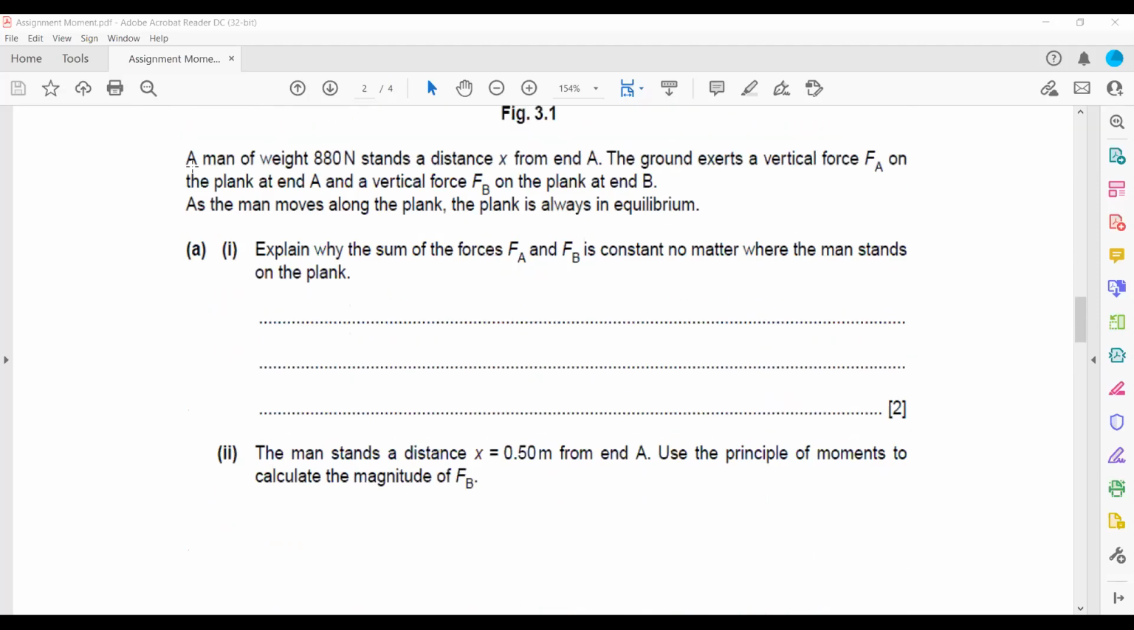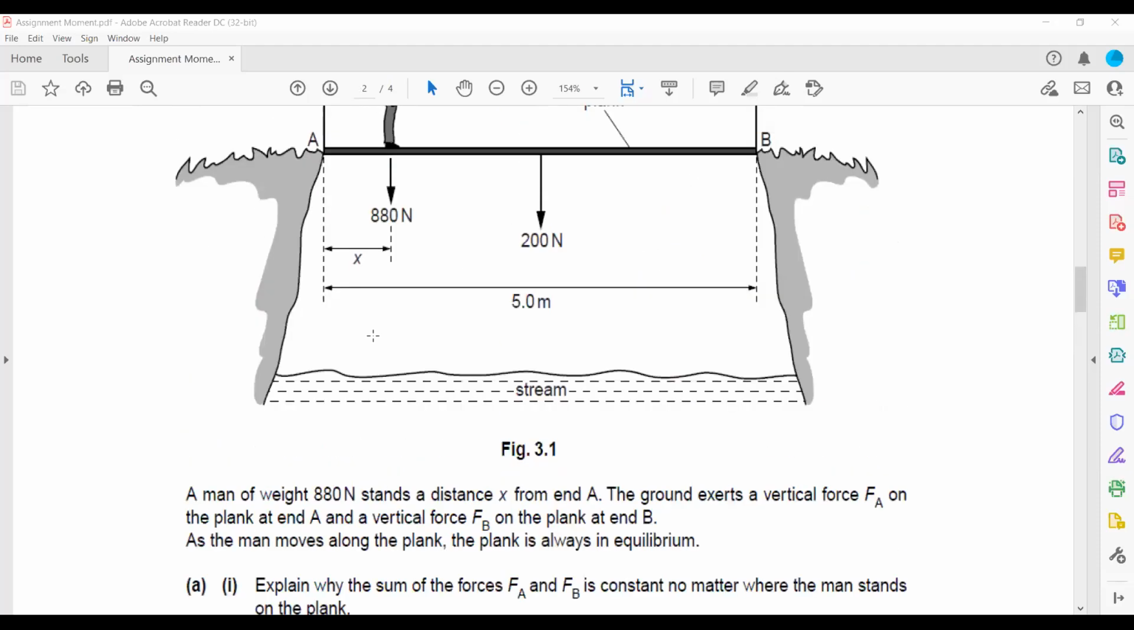So what they mention here, a man of weight 880 Newton stands at a distance x from A. The ground exerts a vertical force Fa on the plank at end A and Fb on the plank at B. As the man moves along, the plank is always in equilibrium. So it means it is always balanced. Explain why the sum of the forces Fa and Fb is constant no matter where the man stands. So what is the reason?